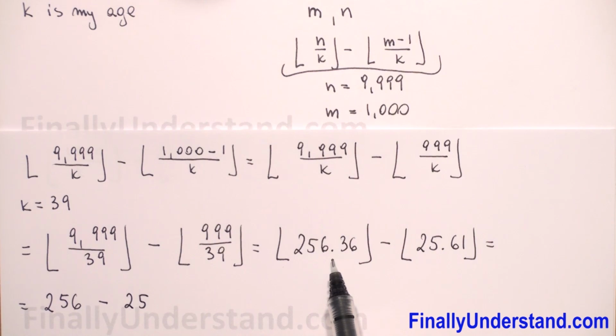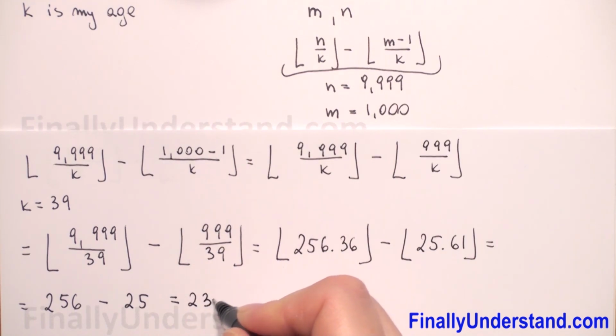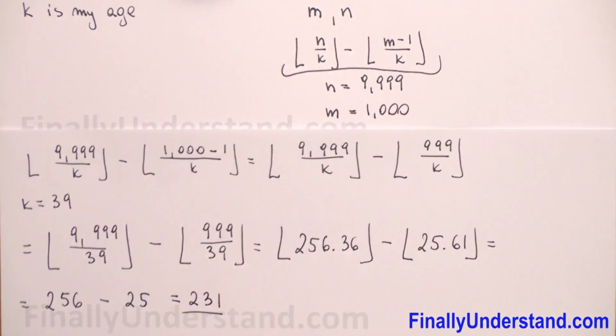We have to always look to the left side of this number. On the left side will be the largest integer which is less than this number. So this is equal 231. This is my solution.